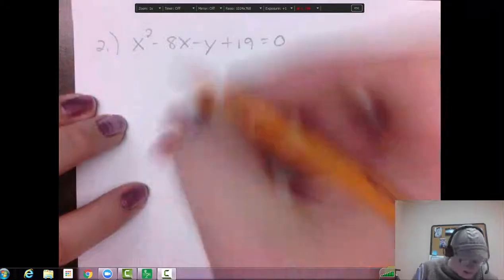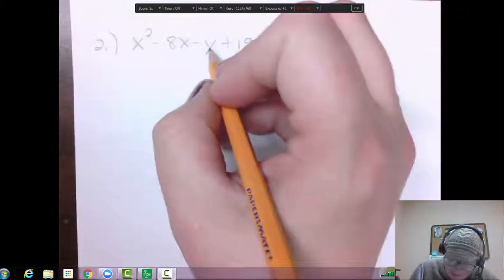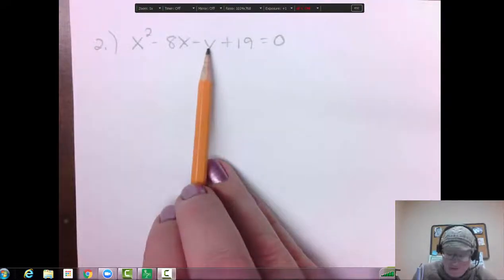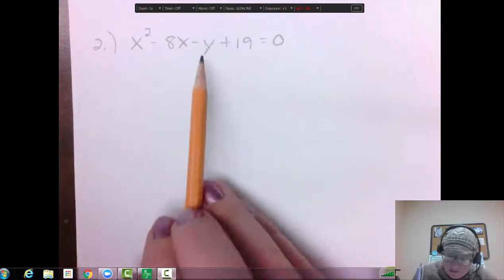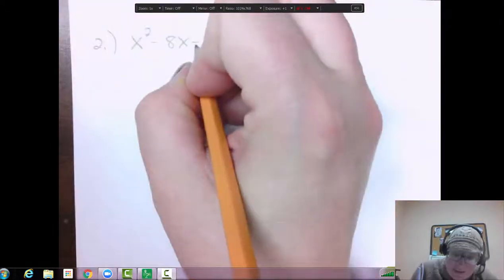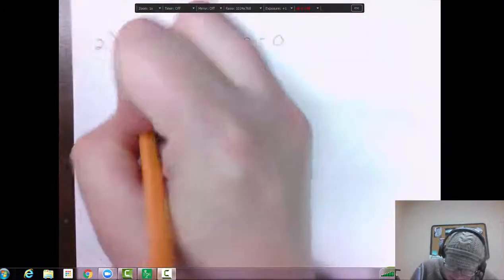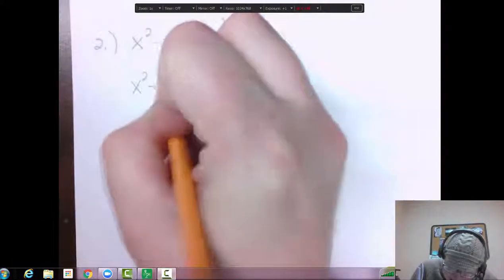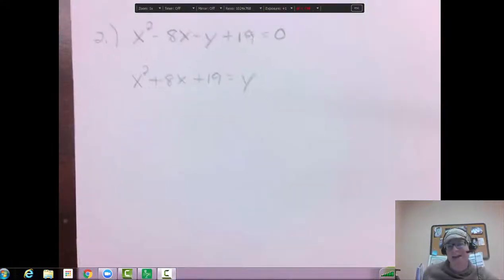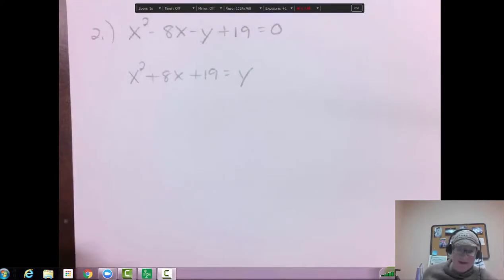Okay, so basically what I'll do for this is solve for y. Everything's on this side, but I need y to be by itself. I could move everything over, or it's even easier to just move the y over, which is what I'm going to go with. It's a negative, so I'm going to add the y to the other side, so that I have x squared minus 8x plus 19 equals y. Now this is kind of what we've seen a lot of times before. They want it in the form where we can see the vertex.